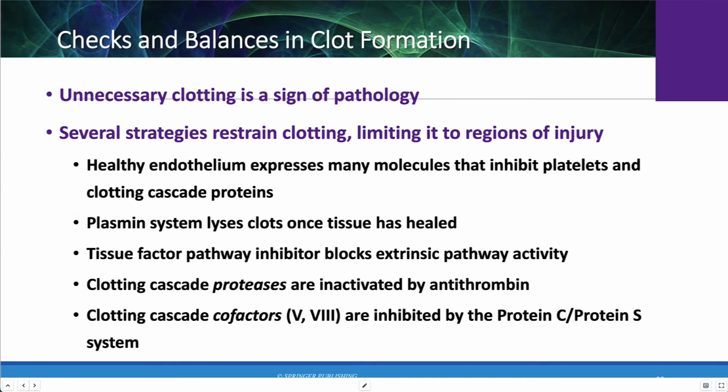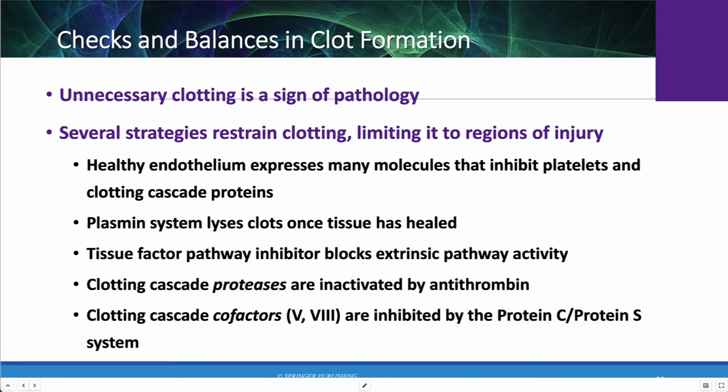Remember that there is this check and balance system in clot formation. So whenever we see unnecessary clotting, that is abnormal. There's something bad going on, whether it is a genetic trait like protein C and S deficiency, antiphospholipid syndrome, factor V Leiden, something is wrong, or DIC or something like that. Any unnecessary clotting is pathologic. Okay? The way that your body prevents overclotting is with these strategies.